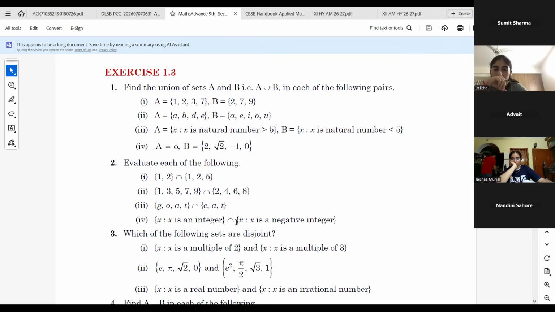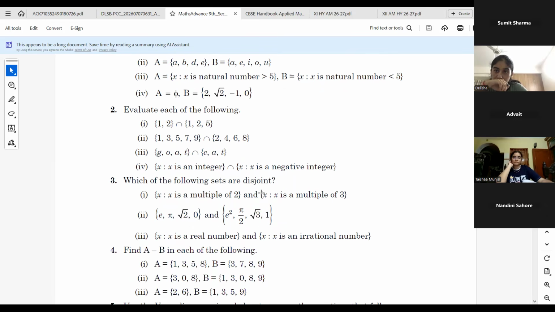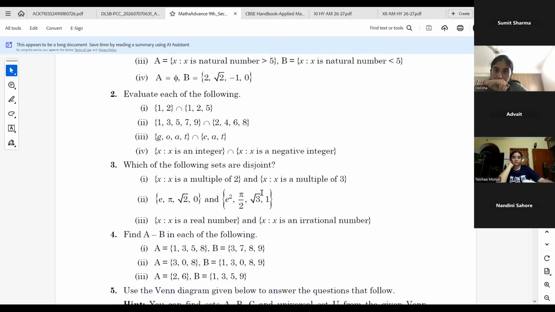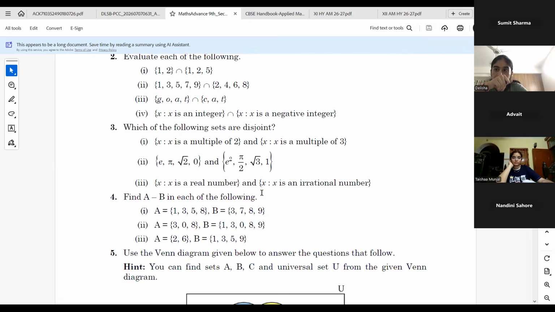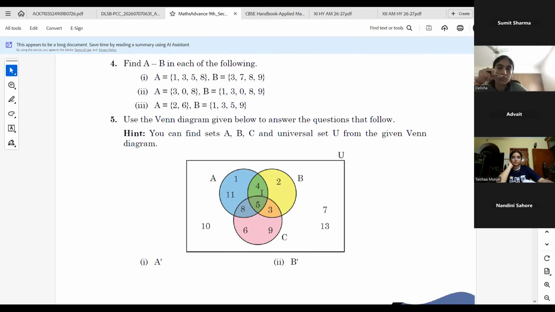So disjoint sets are the ones which do not have anything in common, right? Those sets whose intersection is empty are known as disjoint sets. I think we have discussed A minus B, all these things also. So let us do the fifth question. Question number five.